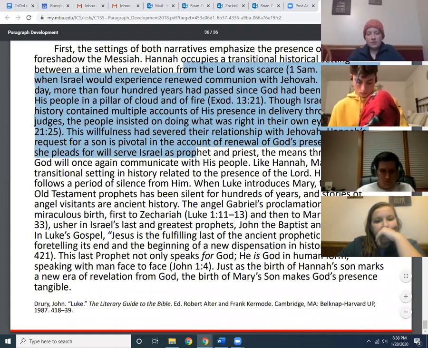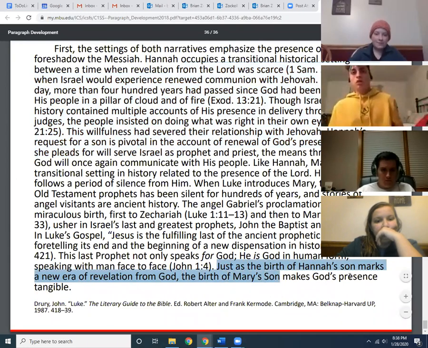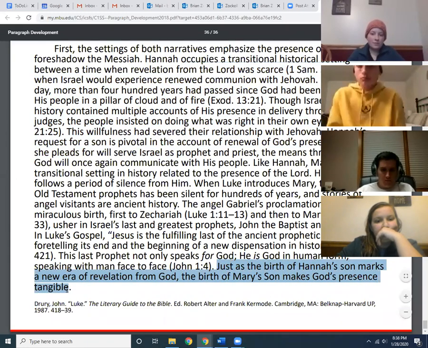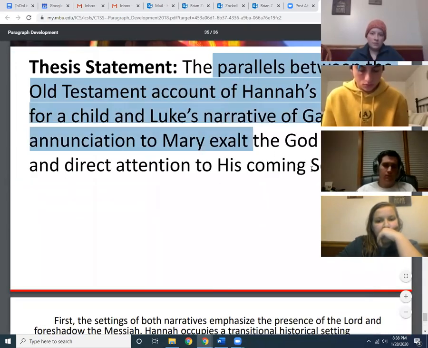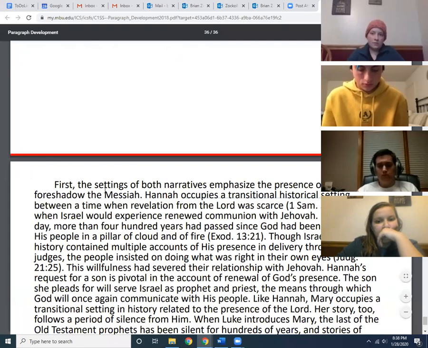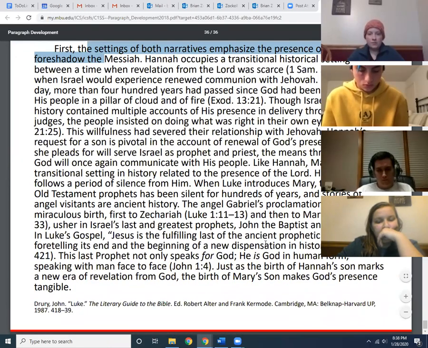Fitting us into the concluding sentence: "Just as the birth of Hannah's son marks a new era of revelation from God, the birth of Mary's son makes God's presence tangible." Notice that last concluding sentence restates the thesis by including some of the topic sentence. That's what good paragraphs should look like and do.